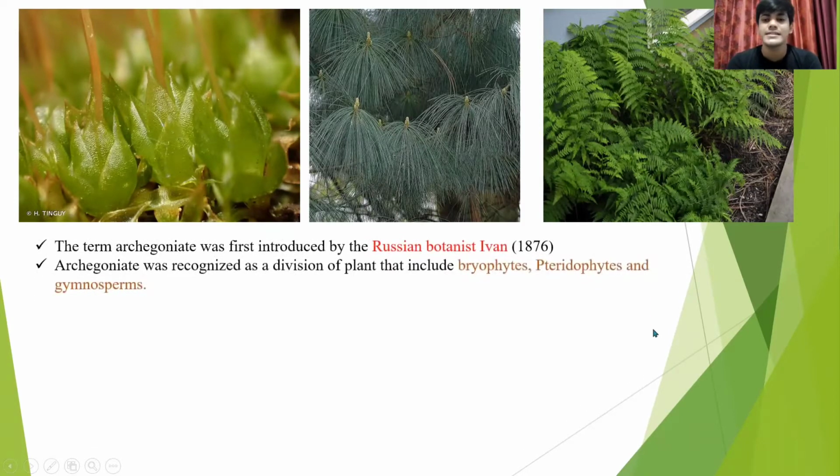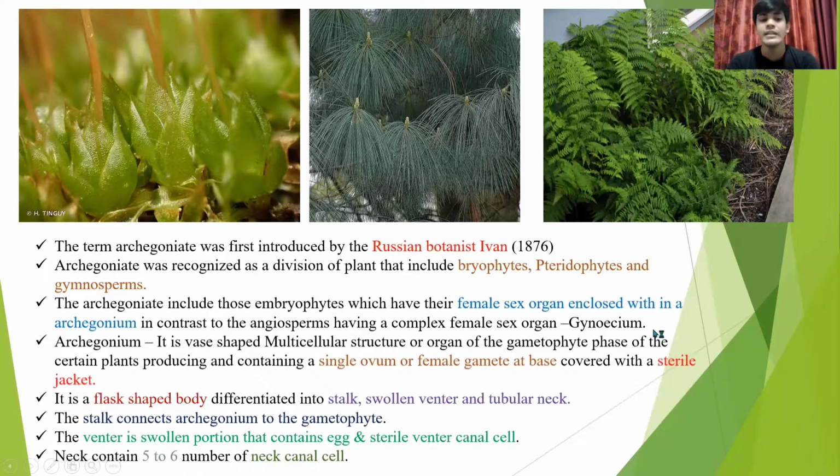So let's discuss some features. The term Archegoniate was first introduced by the Russian botanist Ivan in 1876. They include bryophytes, pteridophytes, and gymnosperms. I have shown you all the examples, and in light of evolution, the bryophytes are the primitive ones, the pteridophytes are more advanced than bryophytes, and gymnosperms are more advanced than that. But if we talk about angiosperms, they are the most advanced form of flowering plants, which are well dominated nowadays.